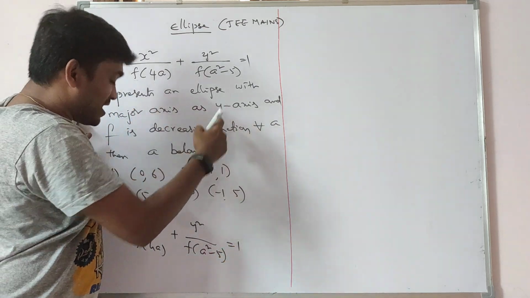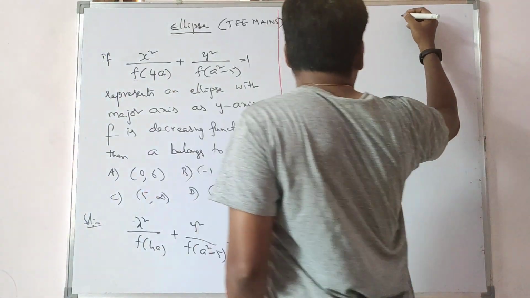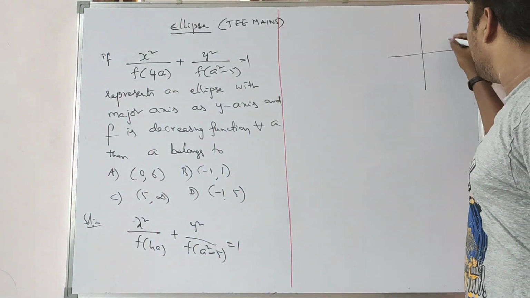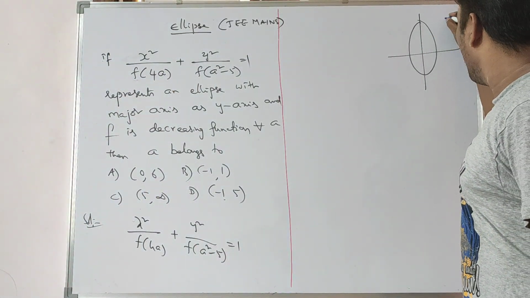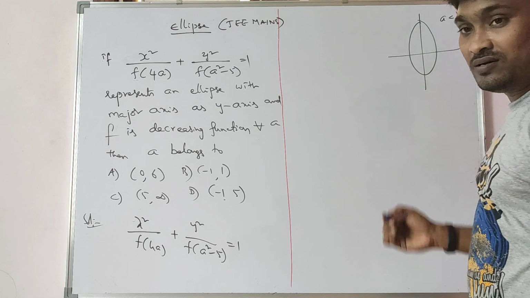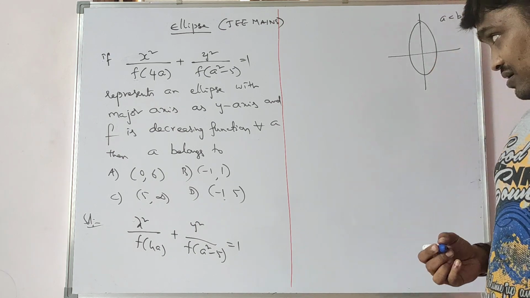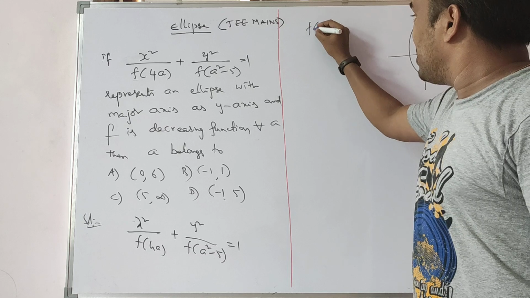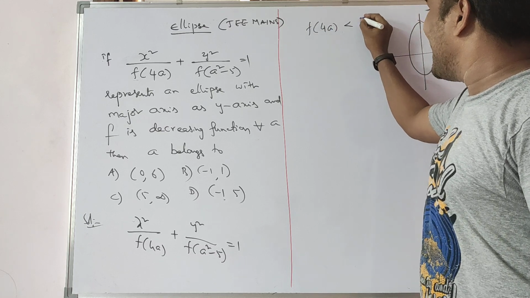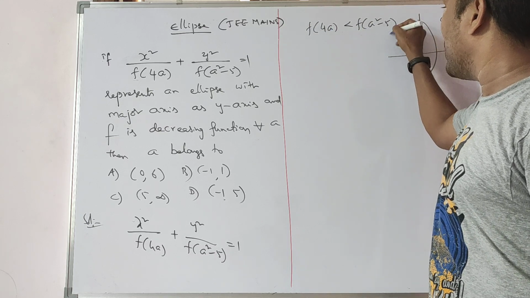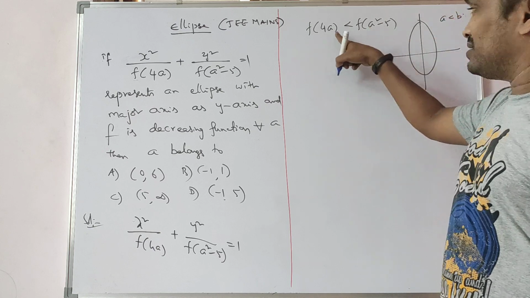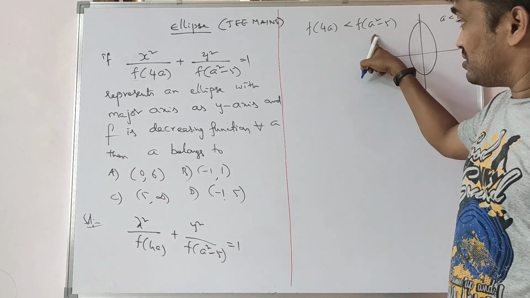Major axis as y-axis means what here? The diagram is like this approximately. So a is less than b is the meaning. Fine, so the condition is given: f of 4a is less than f of a square minus 5. a less than b, that's the meaning. a square less than b square.